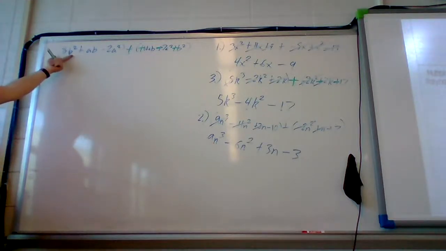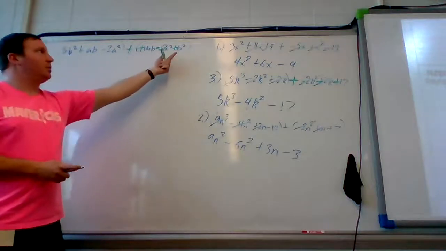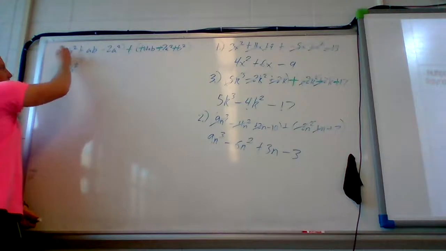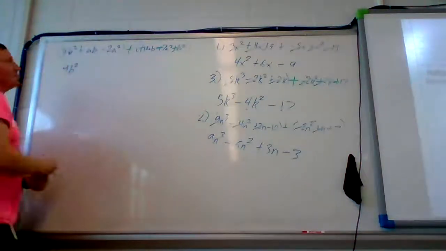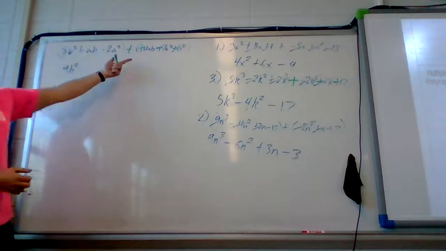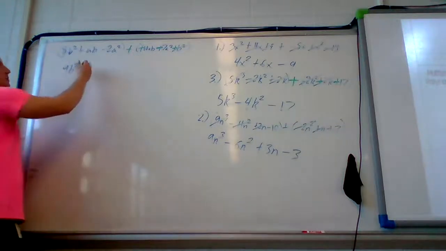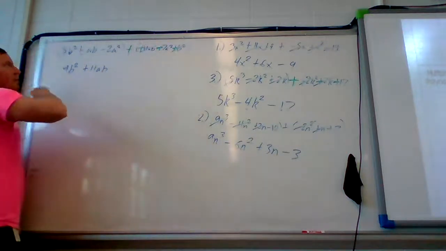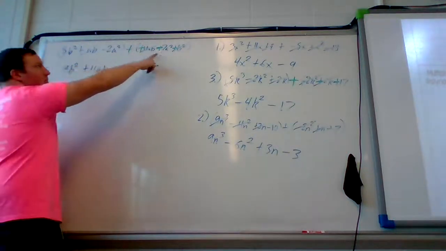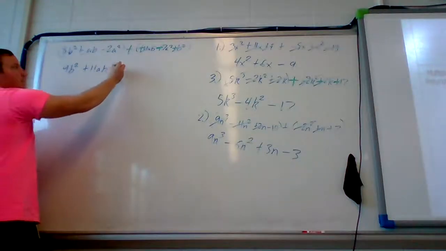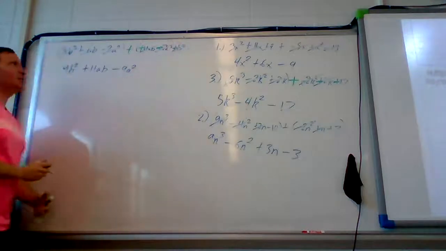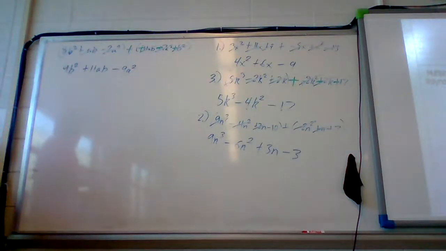All right, we have that b squared. 8b squared plus b squared gives us 9b squared. Go to your next highest b value. So we have an ab plus a 10ab plus 11ab. And then we have negative 2a squared minus 7a squared. Both negative, so negative 9a squared. Okay. So that's our addition and subtraction.